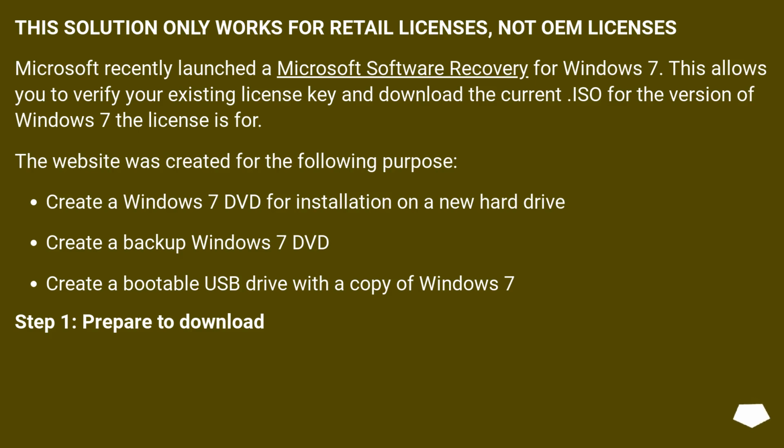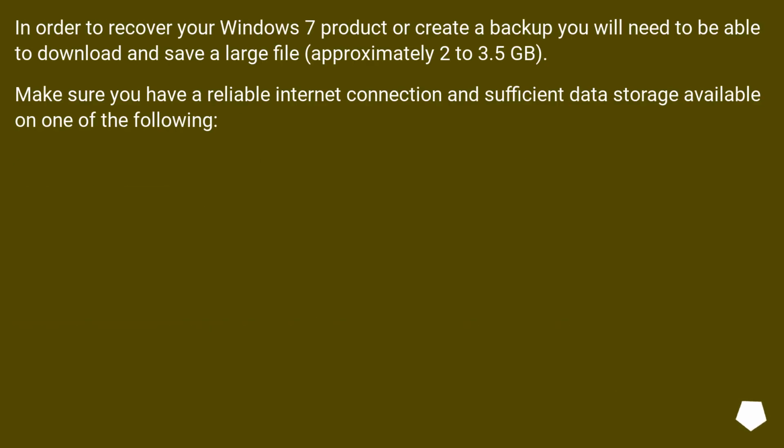Step 1. Prepare to download. In order to recover your Windows 7 product or create a backup, you will need to be able to download and save a large file, approximately 2 to 3.5 GB. Make sure you have a reliable internet connection and sufficient data storage available on one of the following.